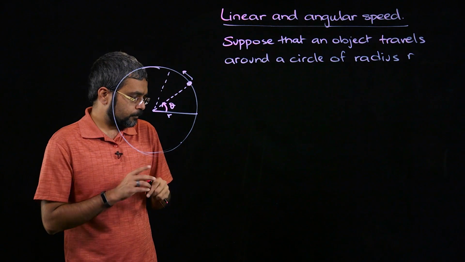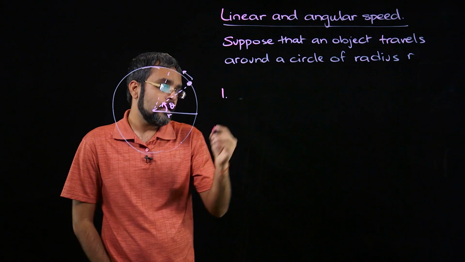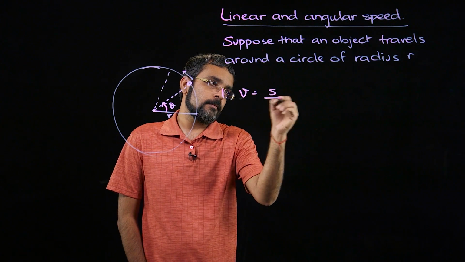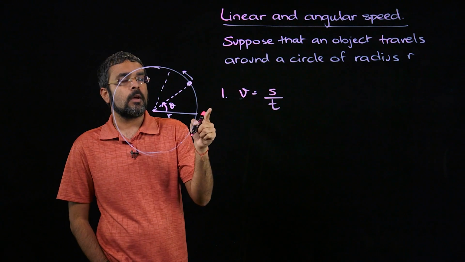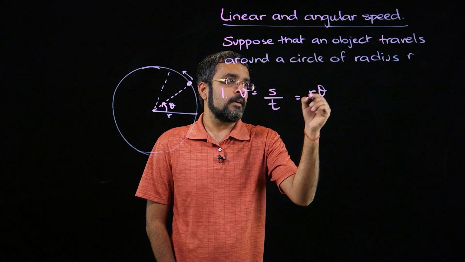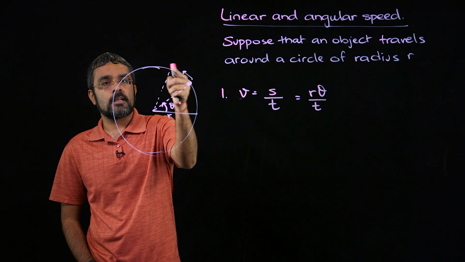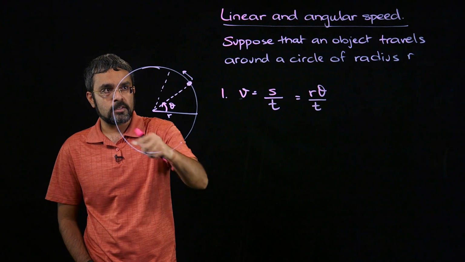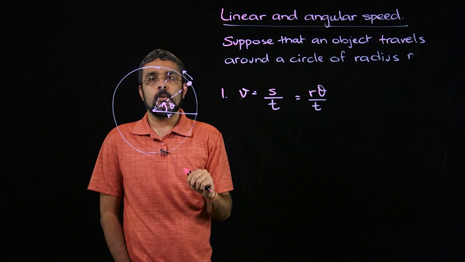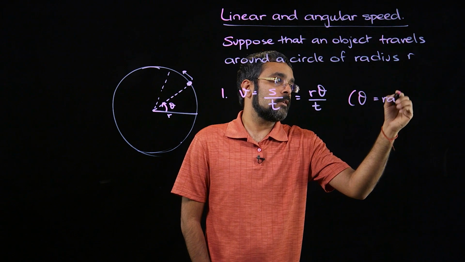Okay, so the linear speed is given by v equals s over t. Okay, and we know what s is. S is nothing but your r theta over t, right? S is your arc length. So again, it's the distance. The distance covered along this circle is nothing but my arc length, and that's given by r theta over t. Again, theta is going to be in radians.